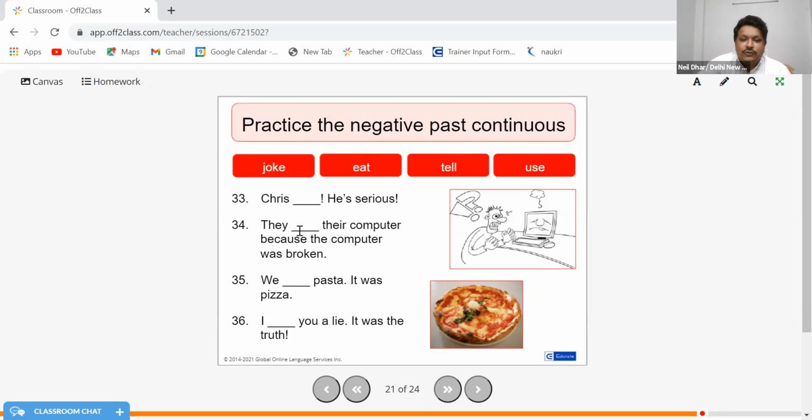They weren't using their computer because the computer was broken. We weren't eating pasta. It was pizza. I wasn't telling you a lie. It was the truth.